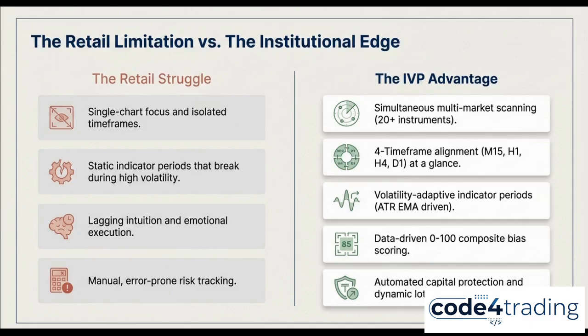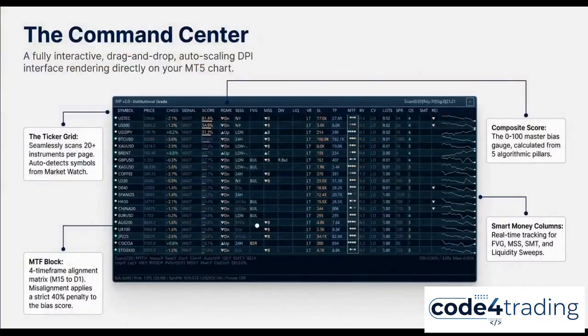Second, the tool features an adaptive engine that completely ditches fixed periods. It dynamically adjusts its settings based on current market volatility and automatically tweaks the weight of its metrics based on what has historically worked best for that specific symbol. I mean, why rely on rigid fixed settings when the market itself is constantly shifting?